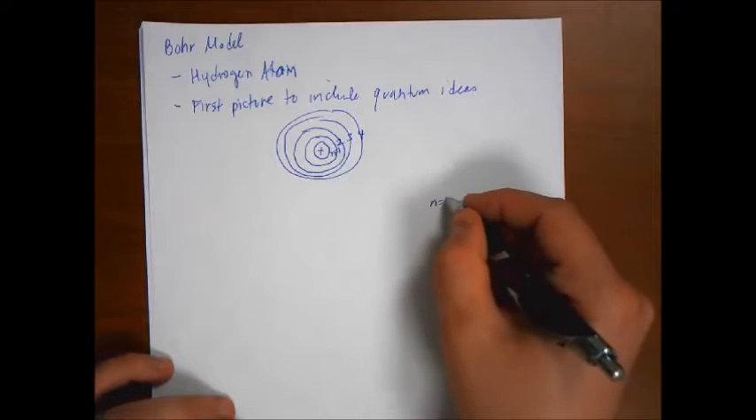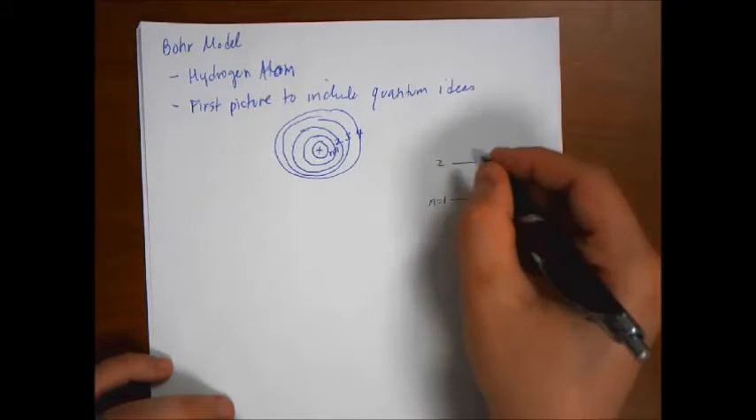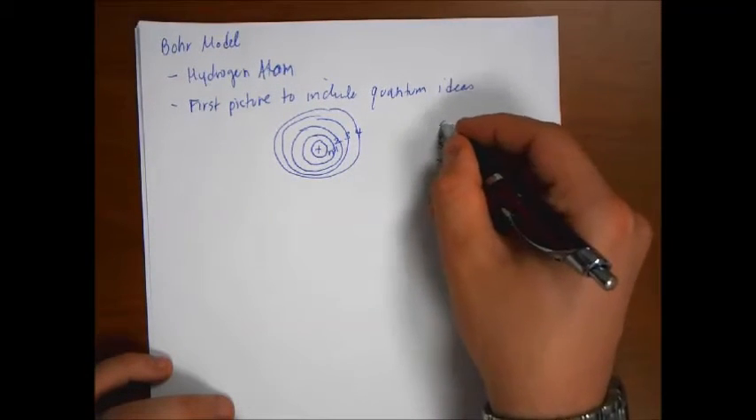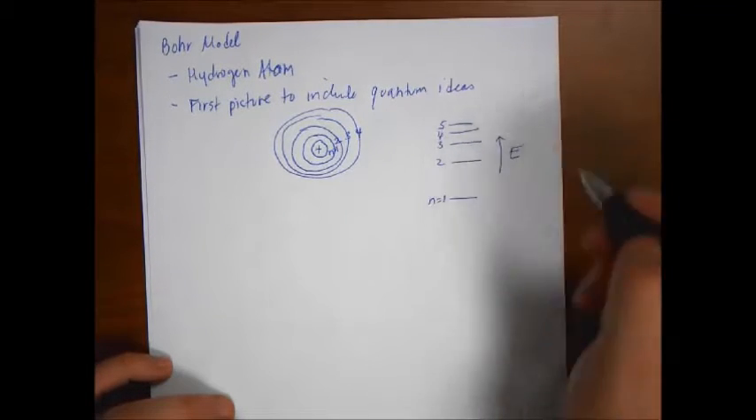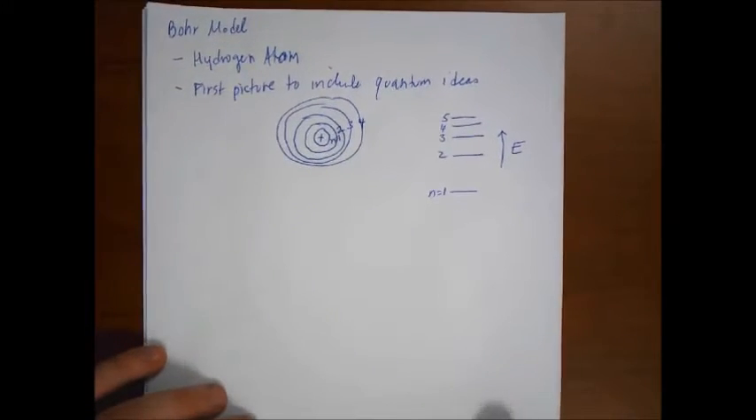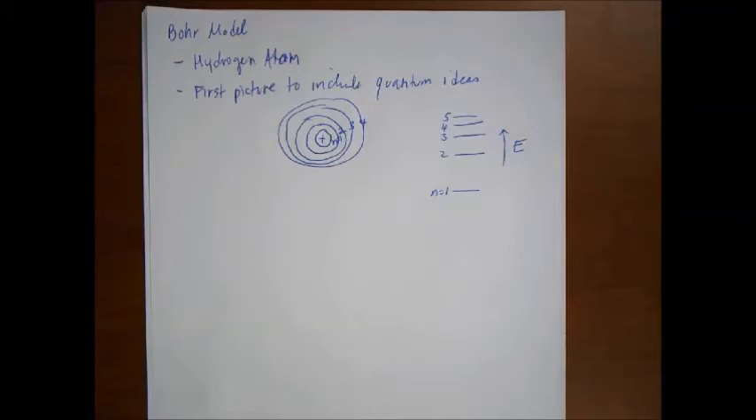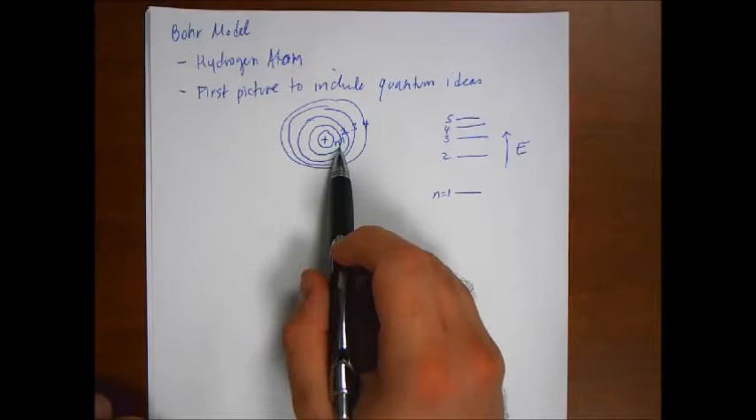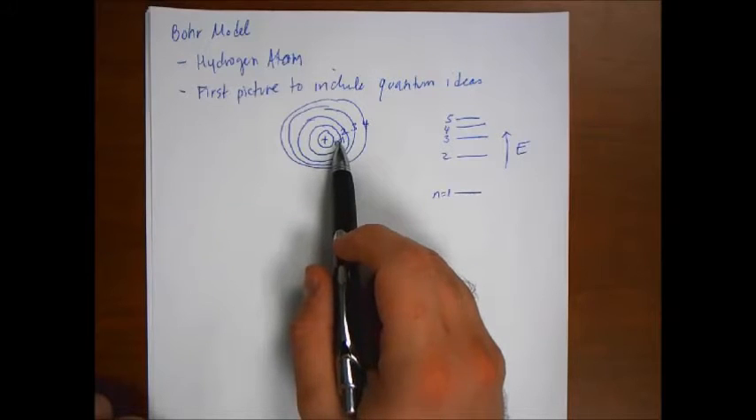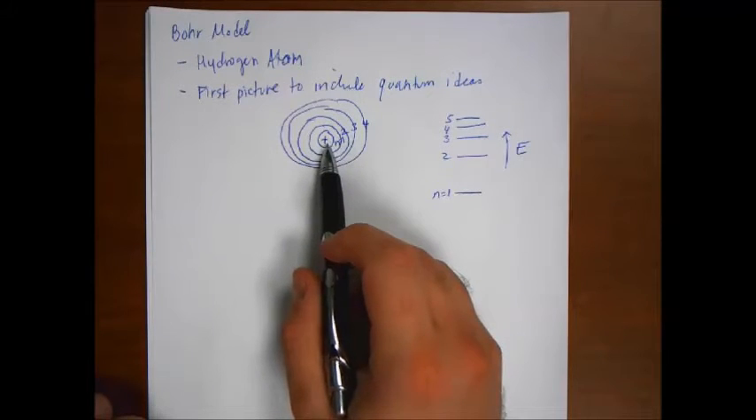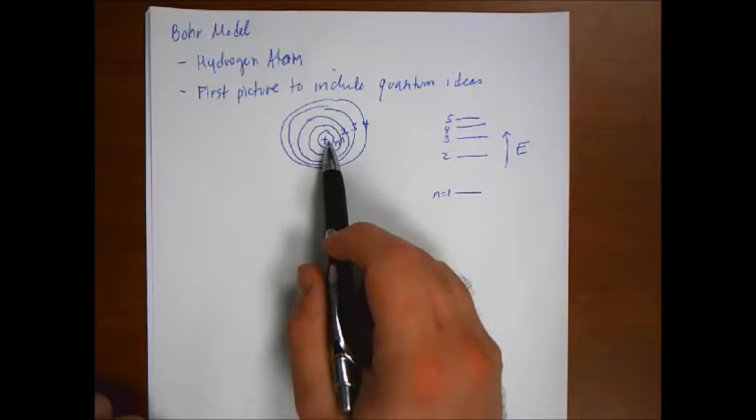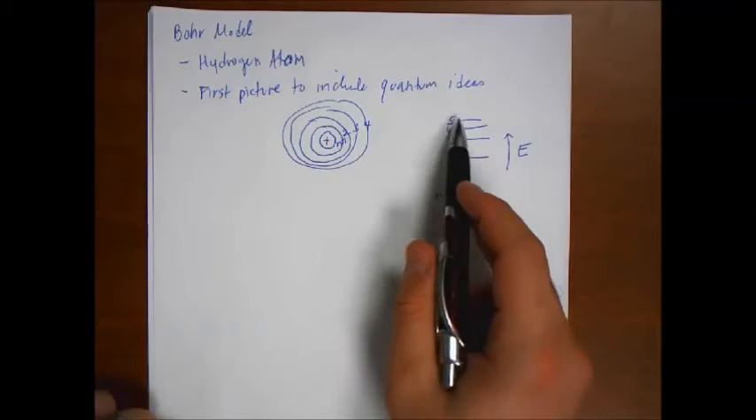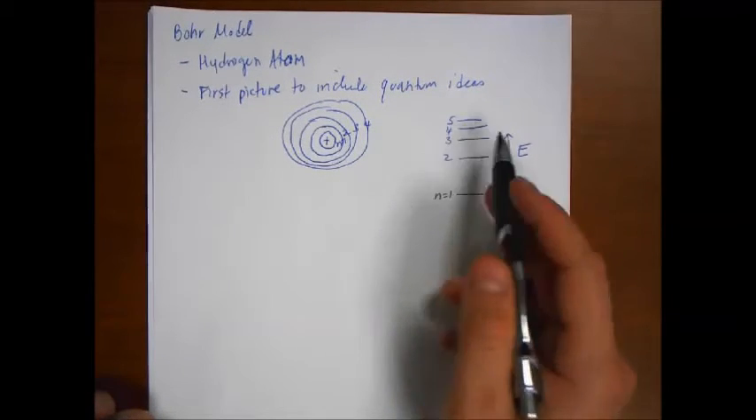So if this is n equal to 1, this is n equal to 2, 3, 4, and 5. As we get further and further away from the nucleus, the energy is going to increase more and more. The idea here was that electrons very close to the nucleus experience a stronger interaction. Electrons have a negative charge, the nucleus is positively charged, so these electrons are going to be more stable than electrons that are further from the nucleus, and that's why we get this increase in energy.